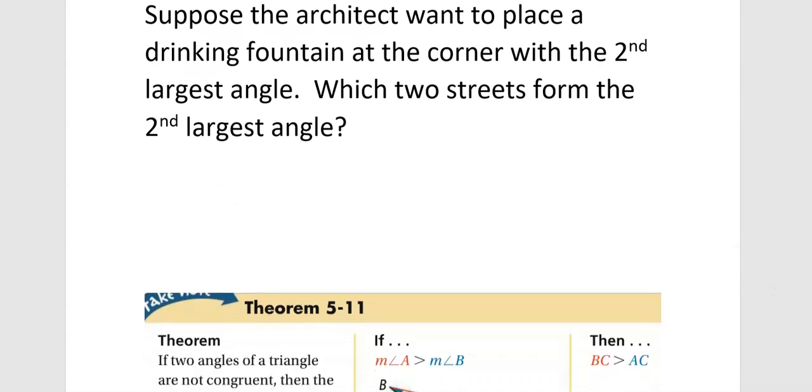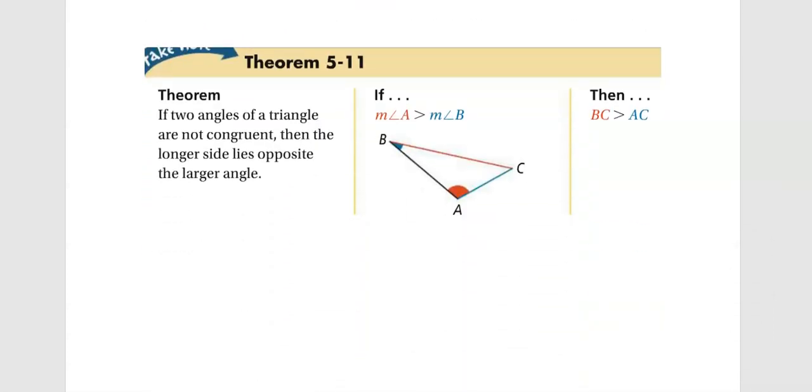I think we kind of talked about that. Theorem 5.11, if two angles of a triangle are not congruent, then the longer side lies opposite the largest angle. So these basically go hand in hand. If you look for the longest side, the largest angle would be opposite. If you look for the biggest angle, the longest side would be opposite that one. So they're basically the same concept. One has the angle first, the other has the side.